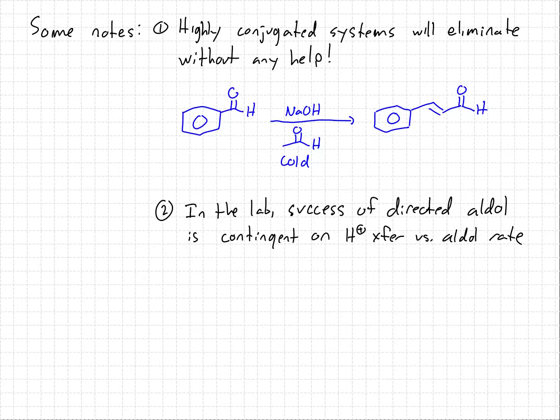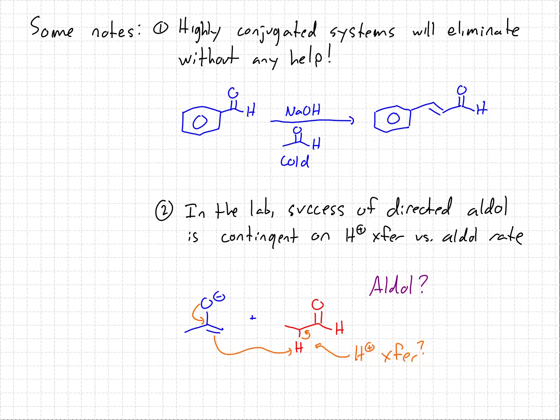Second, in the lab, the success of a directed aldol is contingent on the relative rates of proton transfer versus nucleophilic addition. What do I mean by this? Well, if we take these two materials here, we can imagine two different reactions happening. One, we could have nucleophilic addition to the carbonyl carbon to form the aldol product. But the other option is that these enolates are also fairly strong bases, so we could use this as a base to pull off the proton, forming the aldehyde enolate instead.